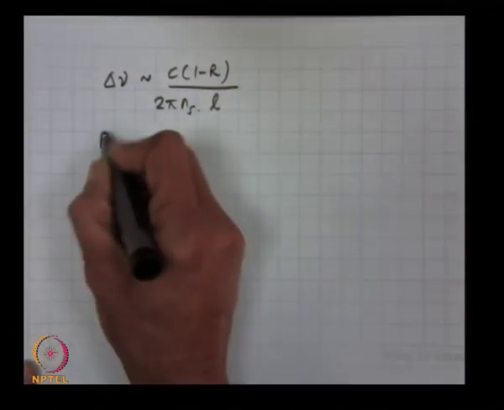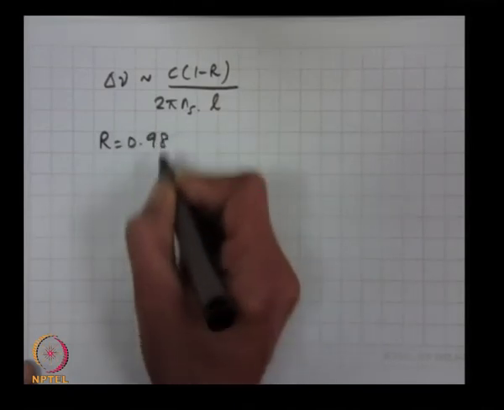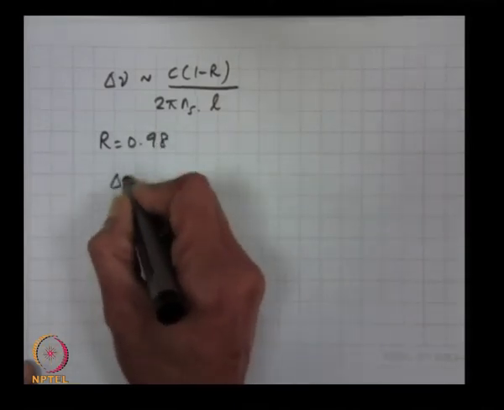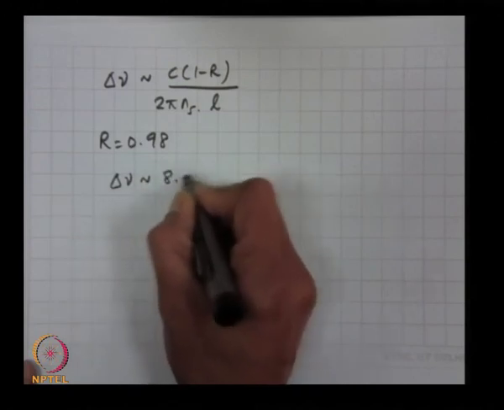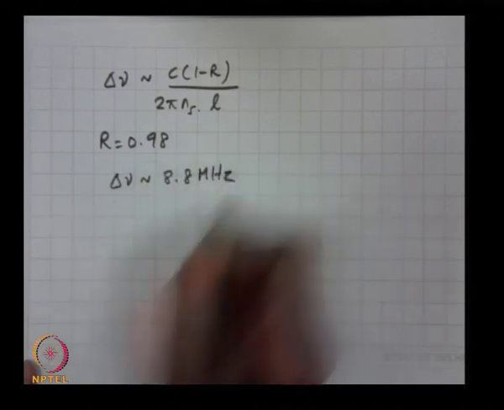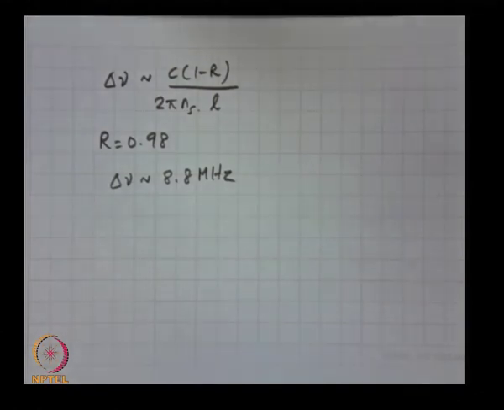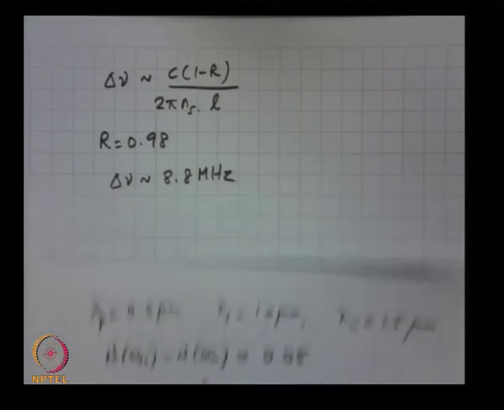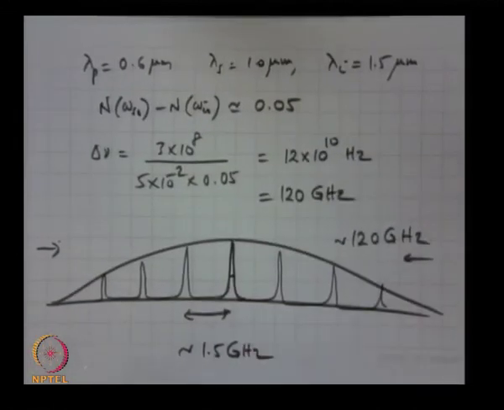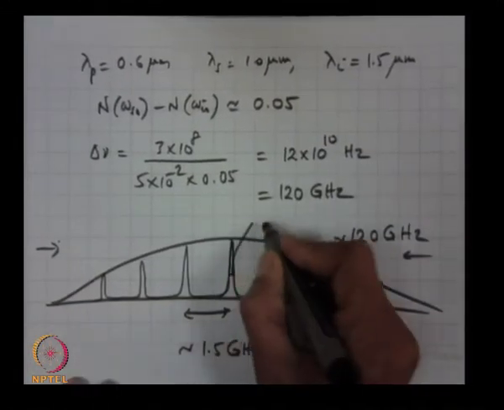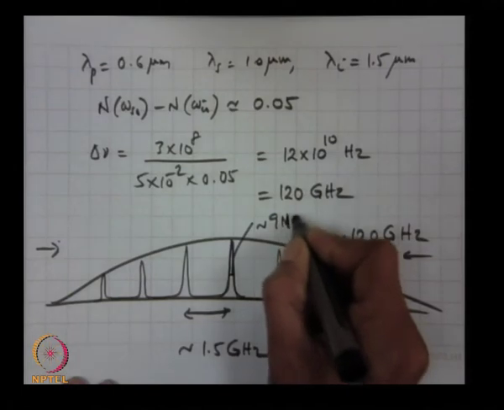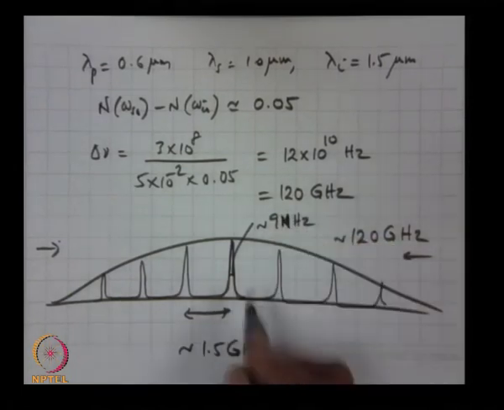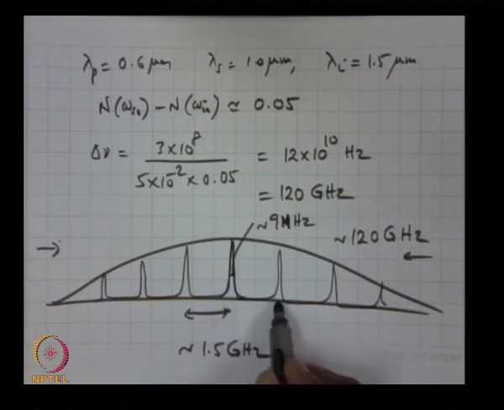And if you take R of 0.98, delta nu comes out to be 8.8 megahertz. So that's why I've drawn the width of these lines to be much smaller than the spacing between these lines. So this width is about 9 megahertz. Width of 9 megahertz approximately, intermode spacing of 1.5 gigahertz, and the overall gain bandwidth of 200 gigahertz, or 120 gigahertz.